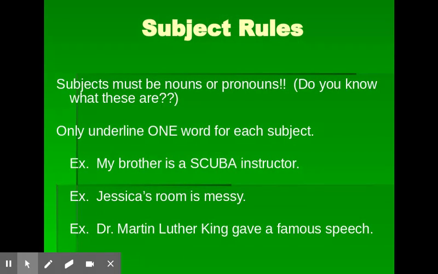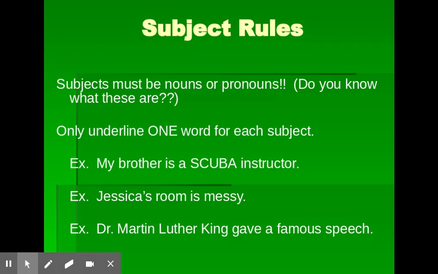All right, so some rules to remember when you're talking about subjects. Number 1 is, I already mentioned this a few seconds ago, that they have to be nouns or pronouns. And I wrote there, do you know what these are? So for pronouns, we're talking about words like he, she, it, they, we, us. It's words that are in place of other nouns. And the other rule that I want to make sure that you understand is that you're only going to underline one word for the subject. Only underline one word.